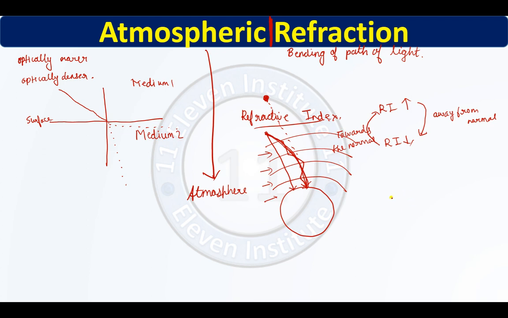This is now exactly similar to the refraction that is caused by a rectangular glass slab. In a rectangular glass slab, what happened was lateral shift.